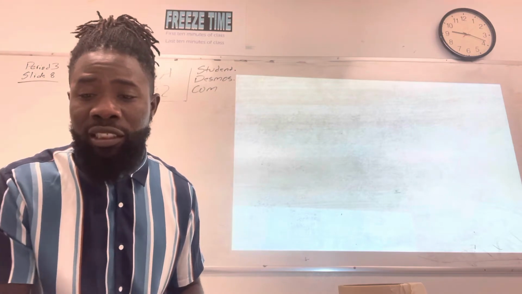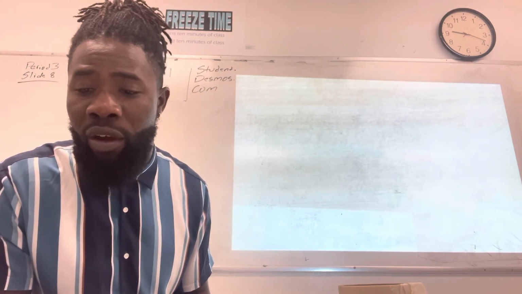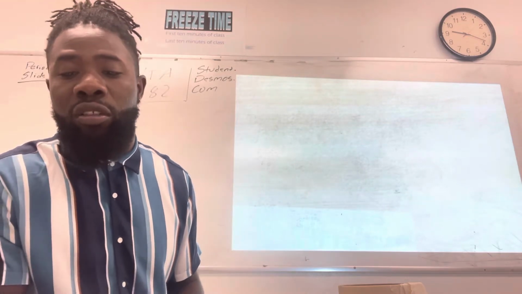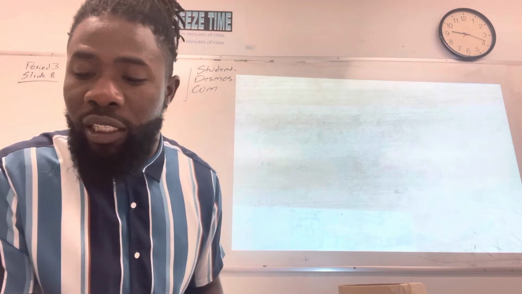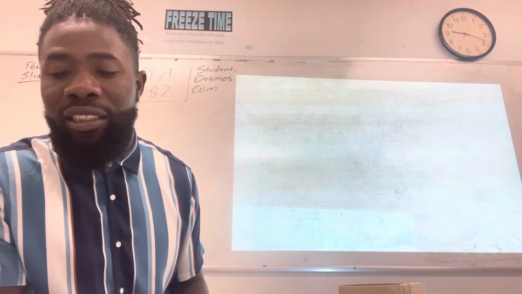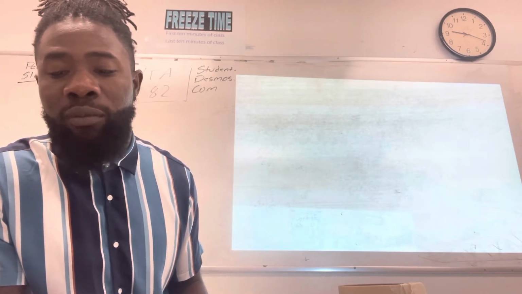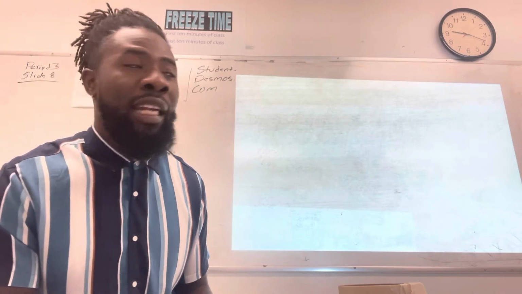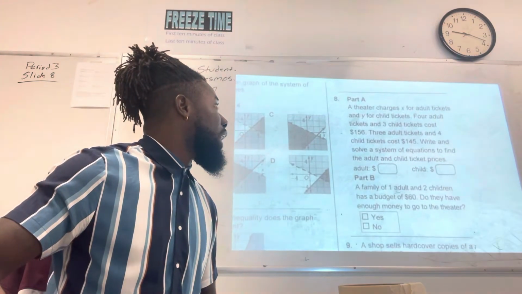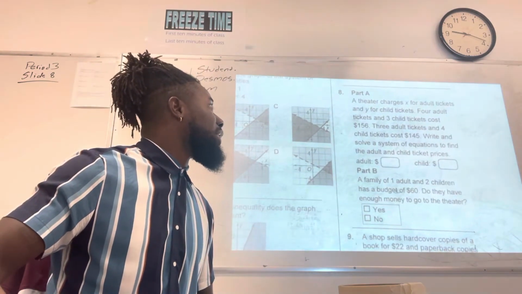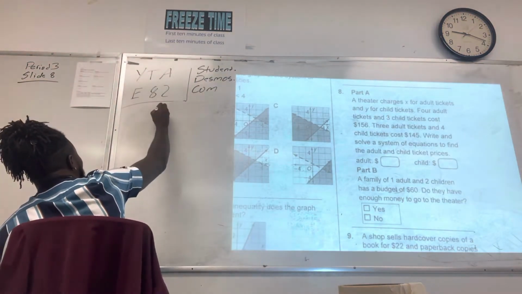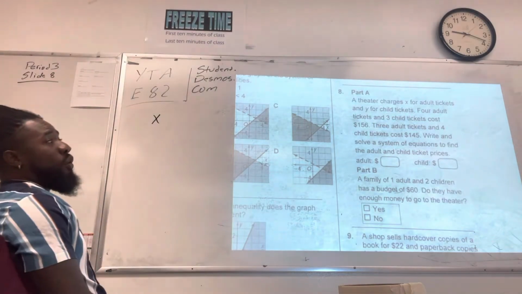It says the theater charges X amount for adults and Y amount for children. 4 adult tickets and 3 child tickets cost $156. 3 adult tickets and 4 child tickets cost $145. Write and solve a system of equations to find the adult and child ticket price. So now we're looking for the price of the adult and the price of the child ticket. So right now it's telling us that the X variable will represent what?